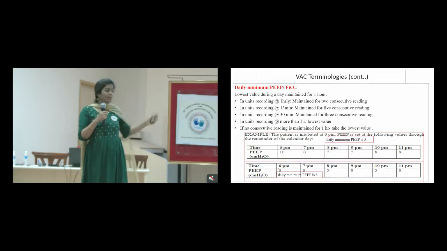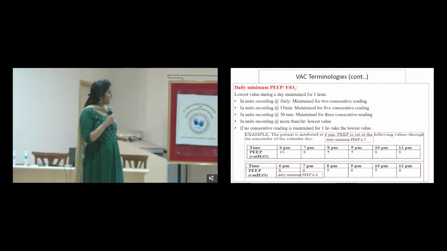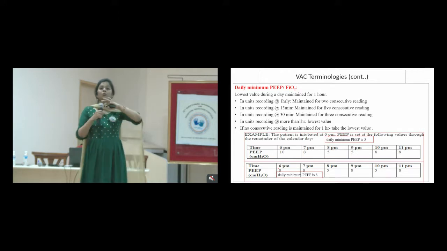See, here it is 8. You cannot take 5 because you have 2 consecutive readings. If that was not there, then you can go for the lowest reading. Are you all clear? Yes.